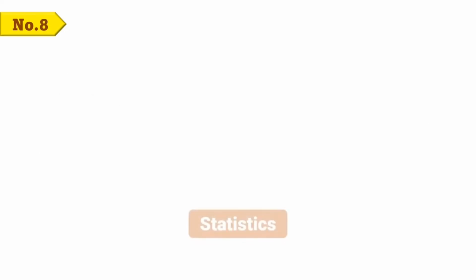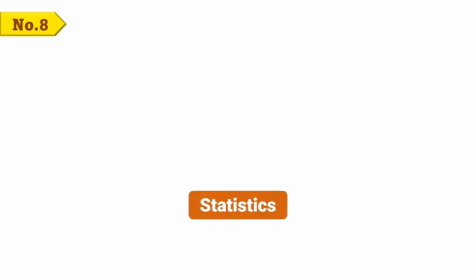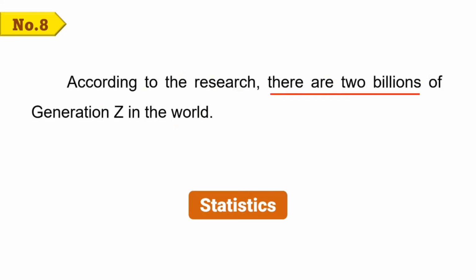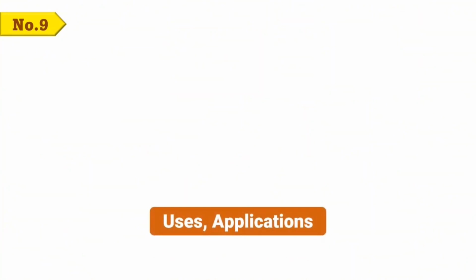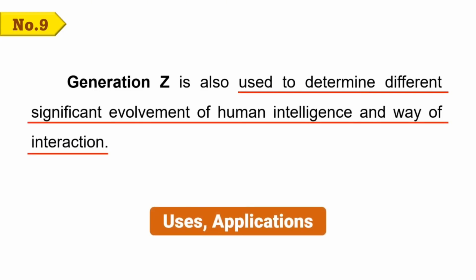Also, you may discuss statistics or numerical data related to the term defined, such as percentage, amounts, and others. According to the research, there are 2 billion of Generation Z in the world. If you think that it would also help to discuss the uses and applications related to the term, you may do so. Generation Z is also used to determine different significant evolvement of human intelligence and way of interaction.